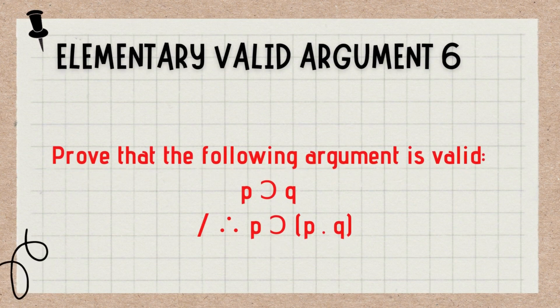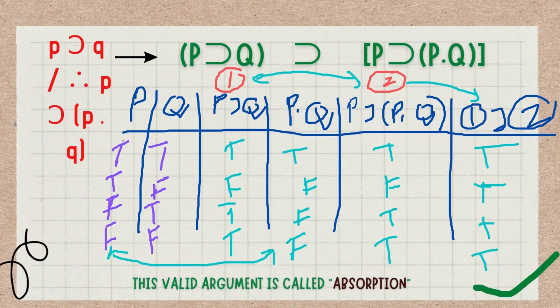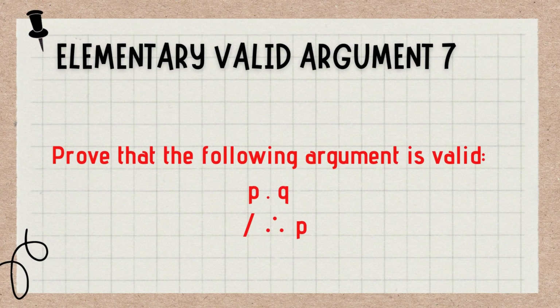So argument 6 is P implication Q, therefore P implication P conjunction Q. The same method, no need to confuse it. As usual, we will be writing and solving with the same method. So in the conclusion, we got true values, and this valid argument we call absorption. So the seventh valid argument is P conjunction Q, therefore P.